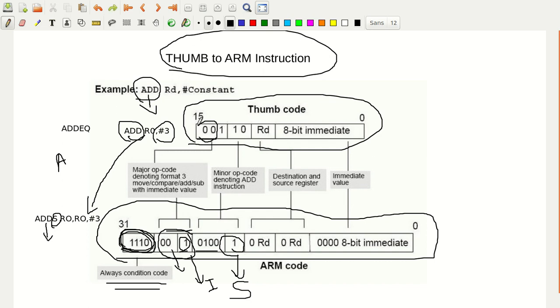This 00 is basically the data processing instruction code, and this 1 indicates that it is an immediate value. Same, 001 is going to be put here. Of course, this is the minor opcode for the add instruction. Whenever you get this 10, it is decoded and encoded in the ARM instruction set format. That 10 is decoded and written as 0100, and then 1 with the updation of the status flag.